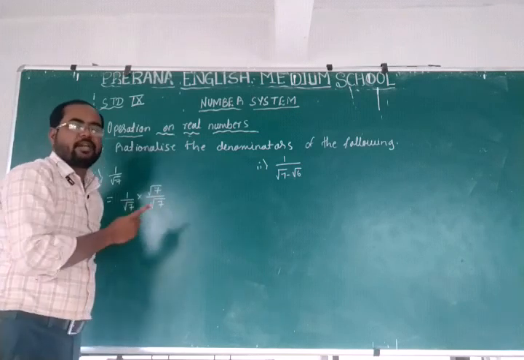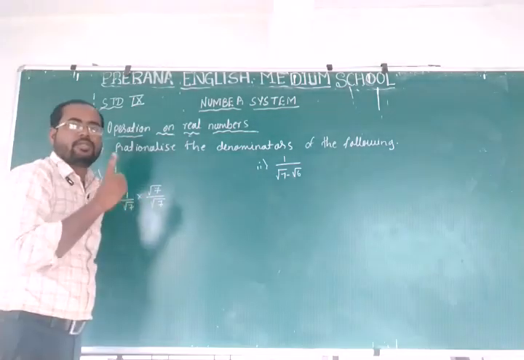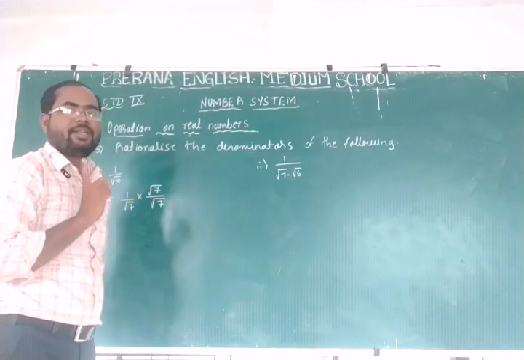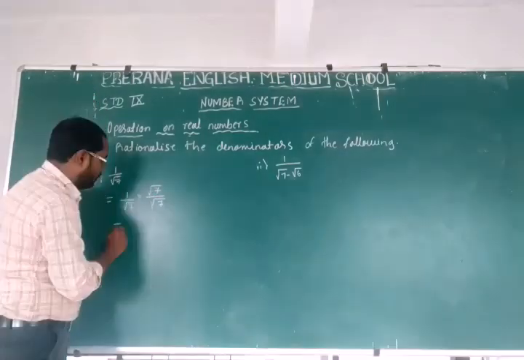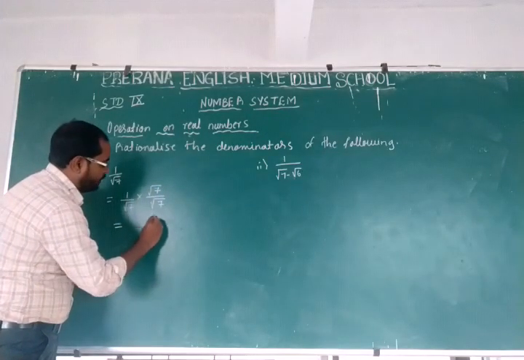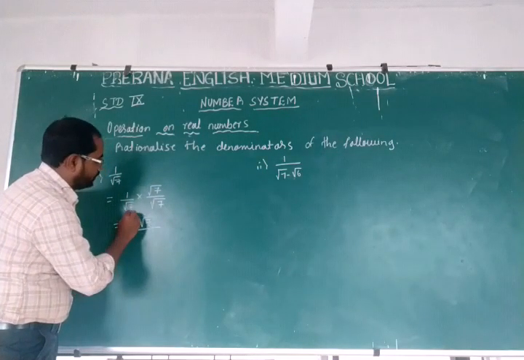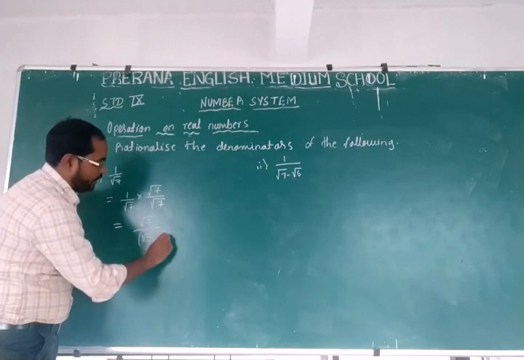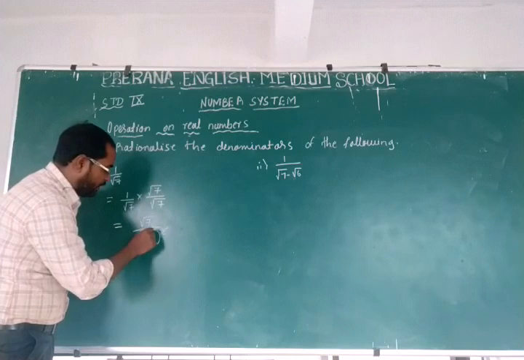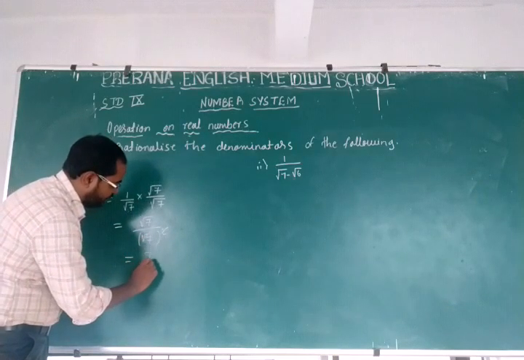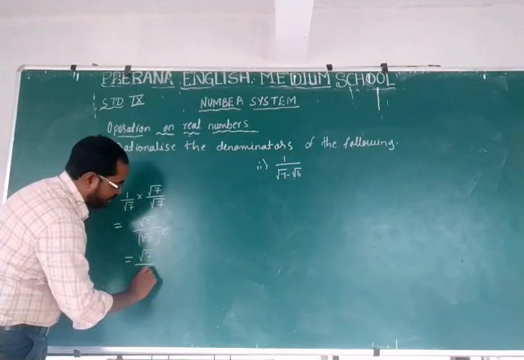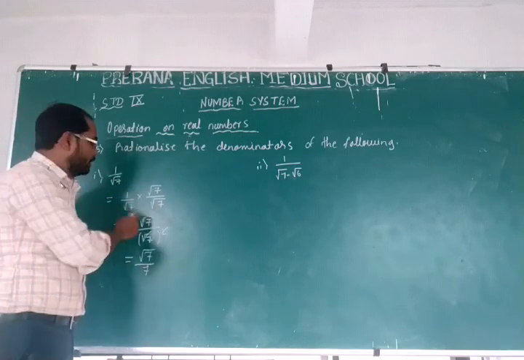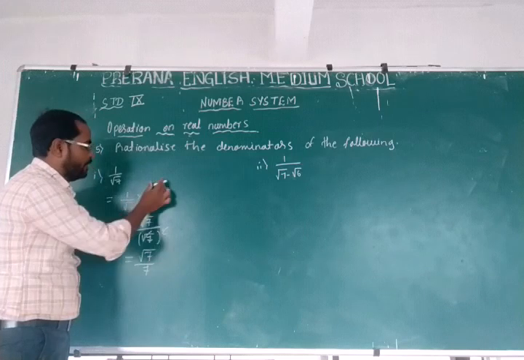The rationalizing factor of root 7 is root 7, because root 7 into root 7 is the square root of 49, which is 7. So 1 into root 7 is root 7. See here, square root of 7 into square root of 7, we write as 7 square root squared. Square and square root get cancelled. Remains square root of 7 by 7. This is how you rationalize the denominator and simplify. So the rationalizing factor of root 7 will be root 7 by root 7.